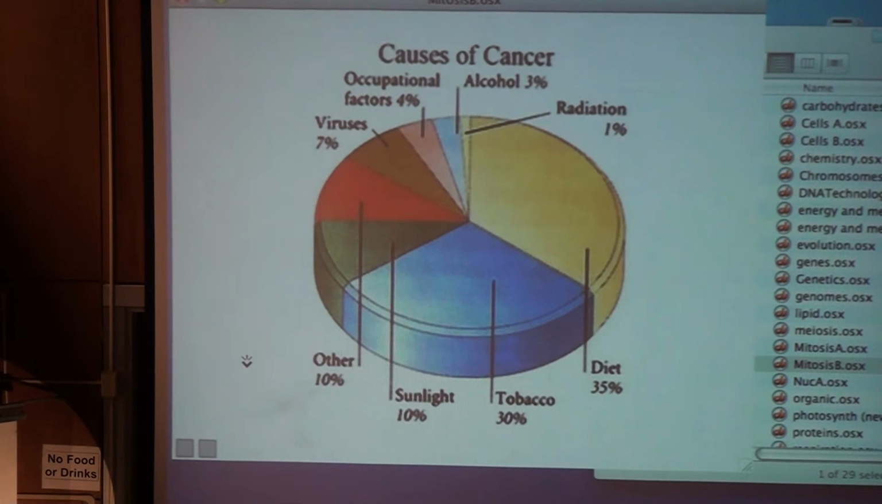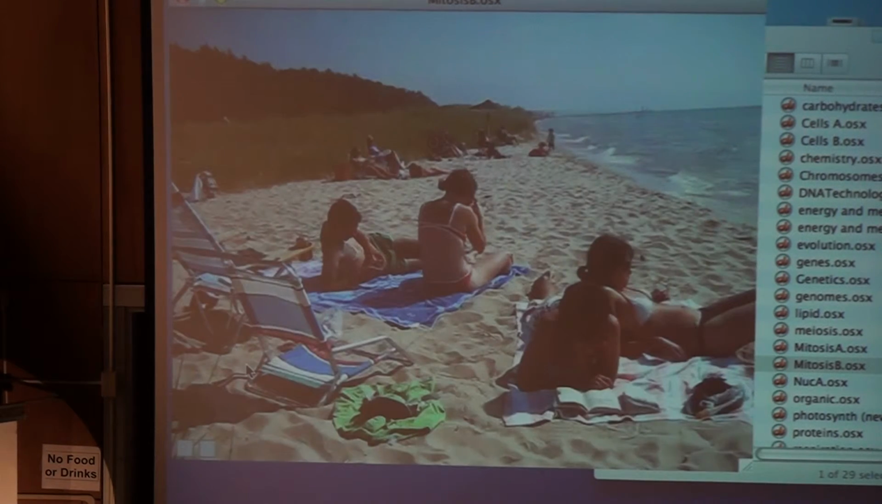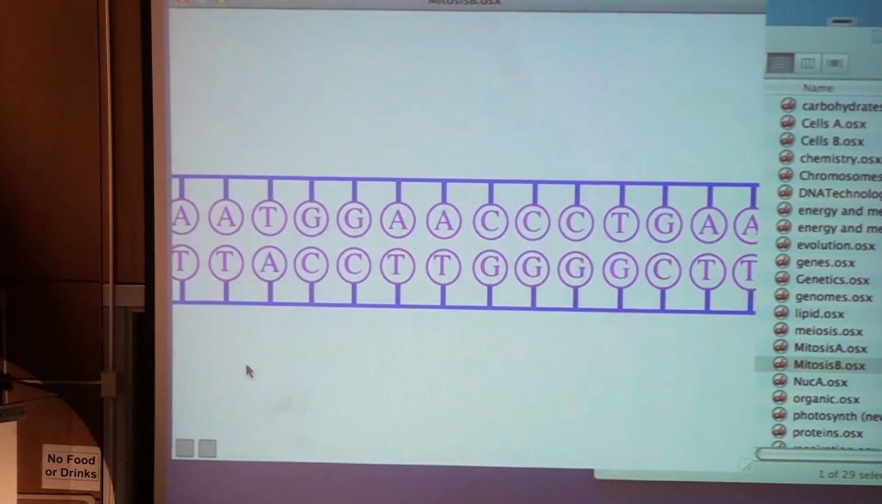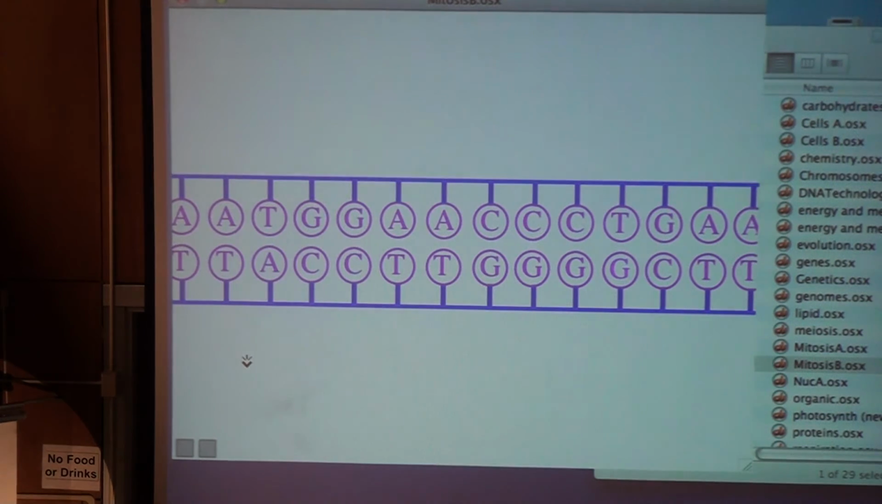And the green part of the pie chart there is exposure to sunlight. What it simply comes down to is this: in the sunlight is a type of radiation called ultraviolet radiation, which directly mutates the nitrogenous bases in DNA. There's a DNA strand, here's some UV light, it just changes the bases in the DNA strand.